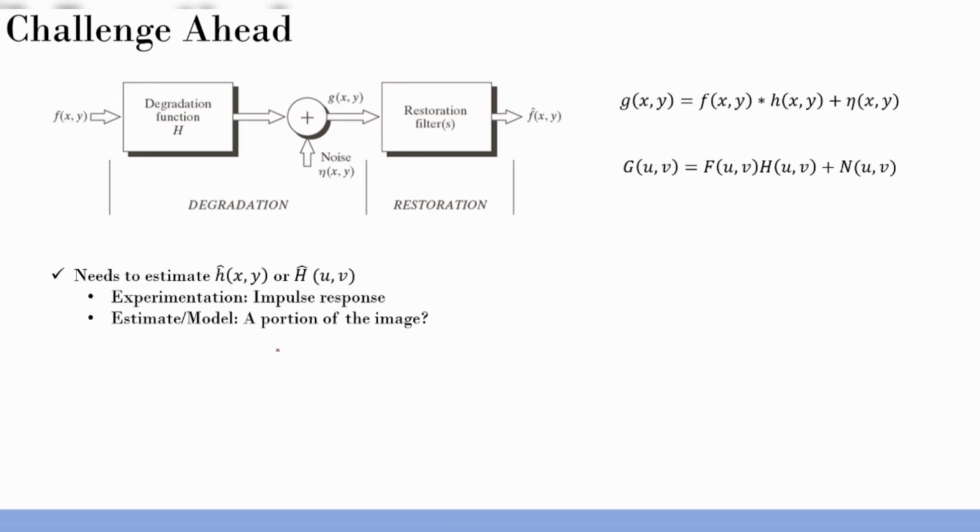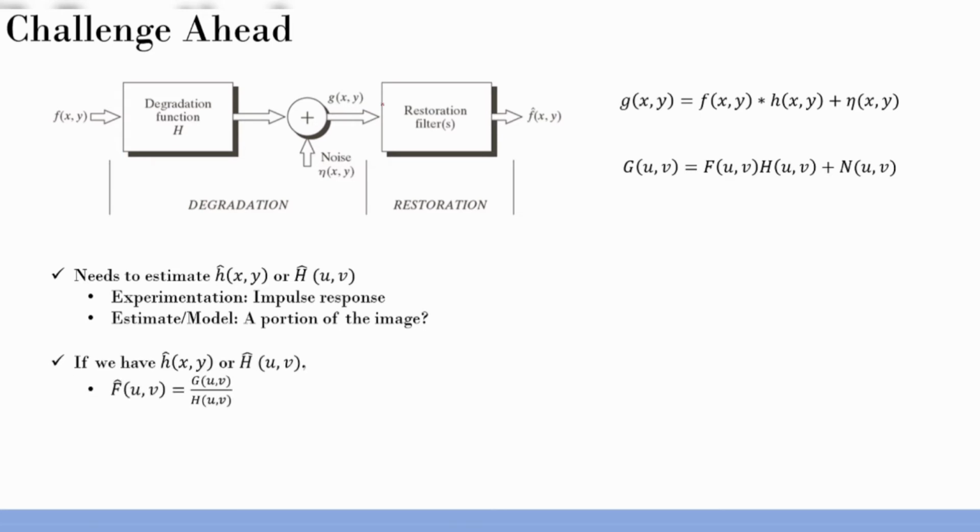So estimating the degrading function is definitely a challenge. In some cases you can do some experiments to capture that. In other cases within the image also, maybe locally you may be able to get that, okay. So the moment you get h of u, we will see what approaches we can use to recover the original image, f of x y, back from g of x y.